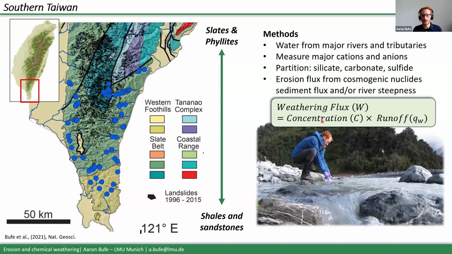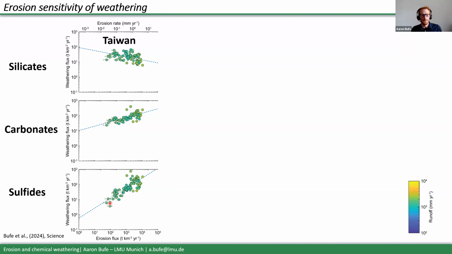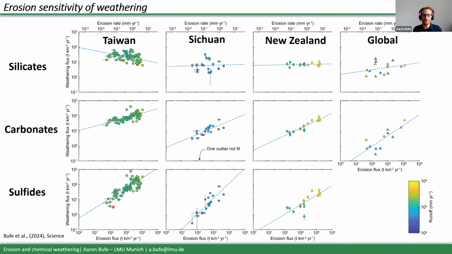We can then also look at the other phases, silicates, carbonates, and sulfides, and we observe that there are different sensitivities of these weathering fluxes to erosion. In particular, silicate weathering seems pretty insensitive to erosion, maybe even negatively sensitive. And then carbonates and sulfides have a more positive sensitivity to this erosion rate gradient. And so now we're in the position to add the other data sets in there, so Sichuan, New Zealand, and the global data compilation.